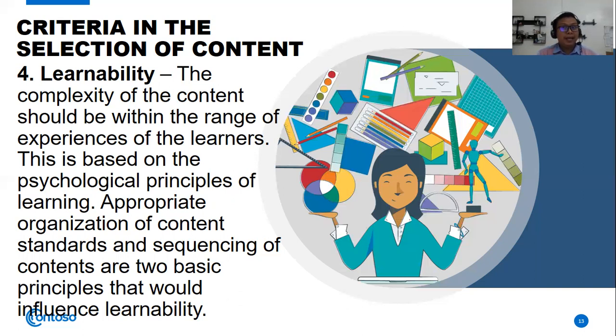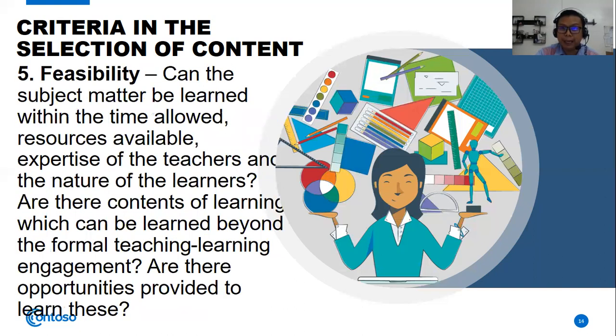Are they ready? Say you are teaching grade 2 and you are using William Shakespeare's masterpieces, and yet they are still grade 2. So that is an example. The learnability. Do they have the ability to learn these contents or knowledge? Appropriate organization of content standards and sequencing of contents are two basic principles that would influence learnability.